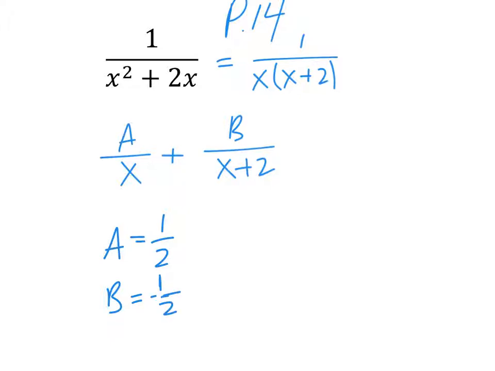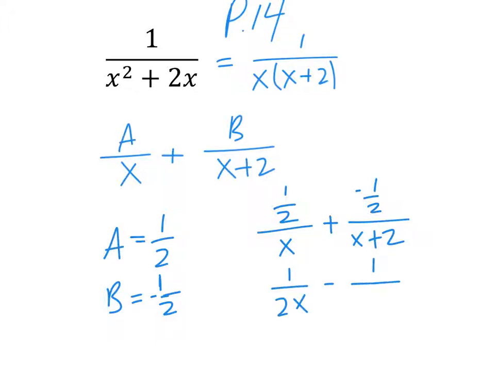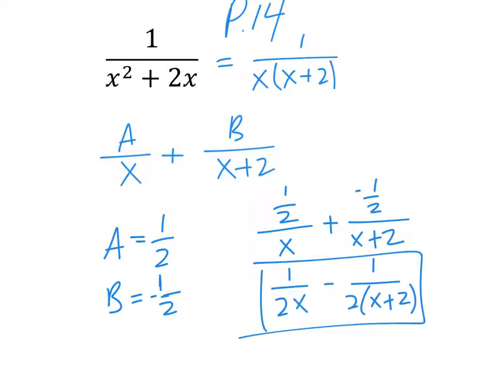So that means when we plug it back, it's 1/2 over x plus -1/2 over x plus 2, but we don't want a fraction in a fraction. So this is 1 over 2x minus 1 over 2 times x plus 2. Please don't have decimals, don't have a fraction in a fraction. All right, next, let's do a harder one.